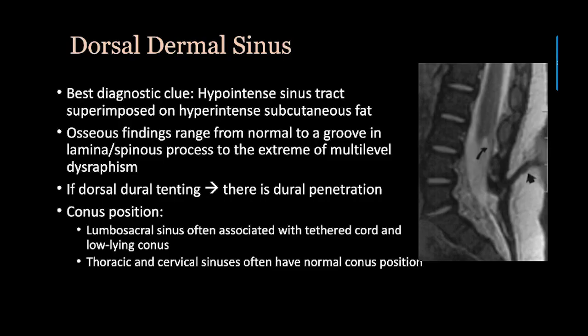This is a classic imaging feature of dorsal dermal sinus. The best diagnostic clue is a hypointense sinus tract superimposed on hyperintense subcutaneous fat. So usually a non-fat-saturated T1-weighted image is key to easy identification of a dorsal dermal sinus. The osseous findings range from normal, to a groove in the lamina or spinous process, to the extreme of multi-level dysraphism. So we could have a range of different osseous findings. If dorsal dural tenting is present, then it means that there is dural penetration by this dermal sinus.